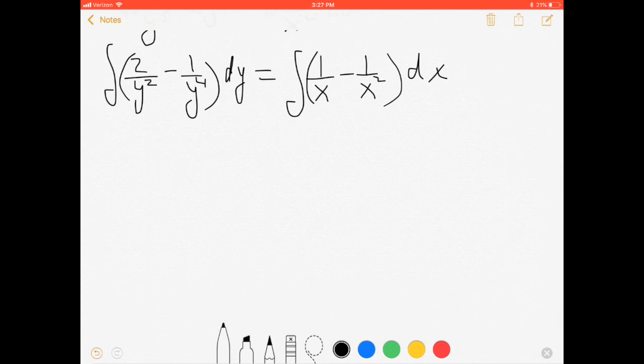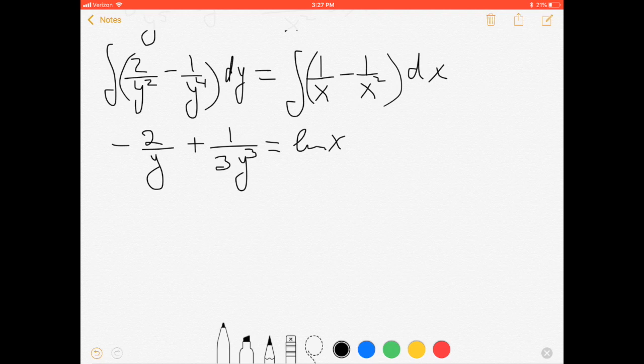Taking the integral here is no problem. y to the negative 2 power becomes negative 1, so this gives minus 2 over y. y to the negative 4 power becomes negative 3, so this gives plus 1 over 3y cubed. This equals natural logarithm of x, minus 1 over x squared becomes plus 1 over x, and plus some c. Practically, we finish. We solved our equation.